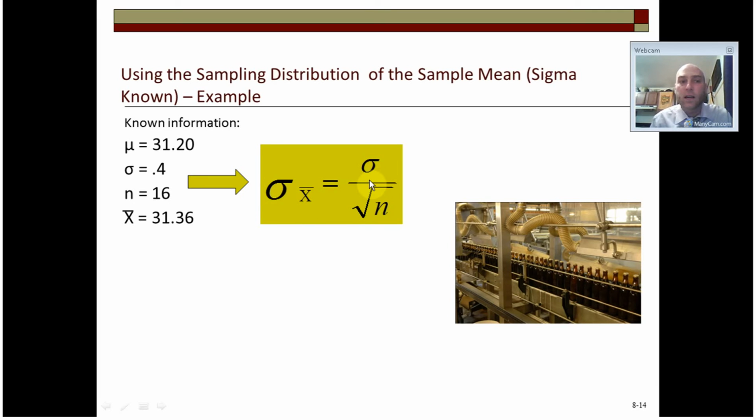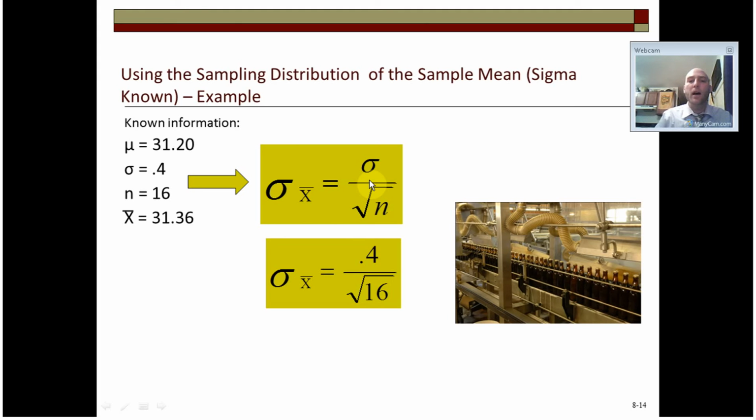So I'm going to calculate how much the means of size 16 vary from one another. I start with sigma of 0.4 divided by the square root of the sample size, 16. That gives me a standard error of 0.1. As soon as I know the standard error, which is specific to sample size 16, I don't care about how much an individual bottle varies from anything else. I don't even care about the sample size at this point. I've got my standard error, and now I can more or less follow the procedures that I've done for individual bottles, more or less. But let's continue.